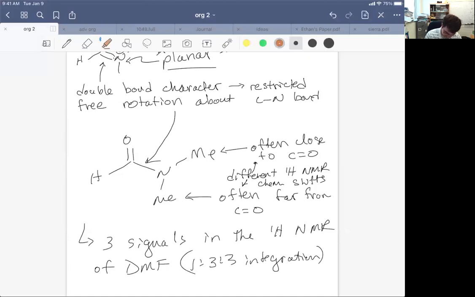We've got our one hydrogen here. We have a 3 hydrogen methyl group here and a 3 hydrogen methyl group here.